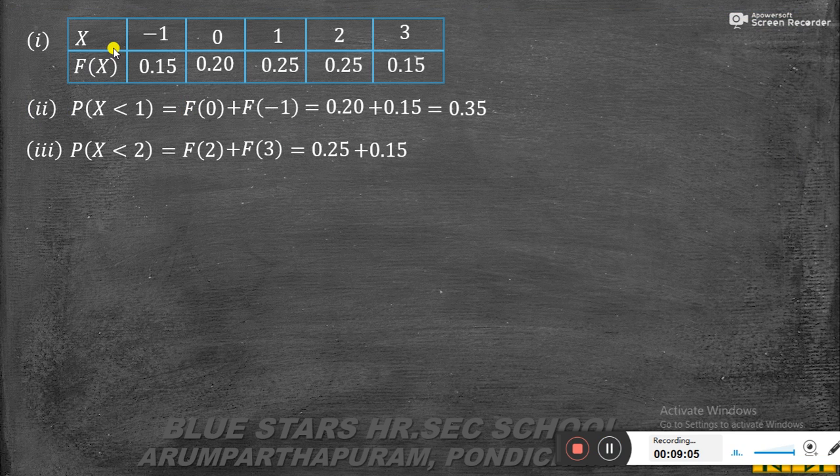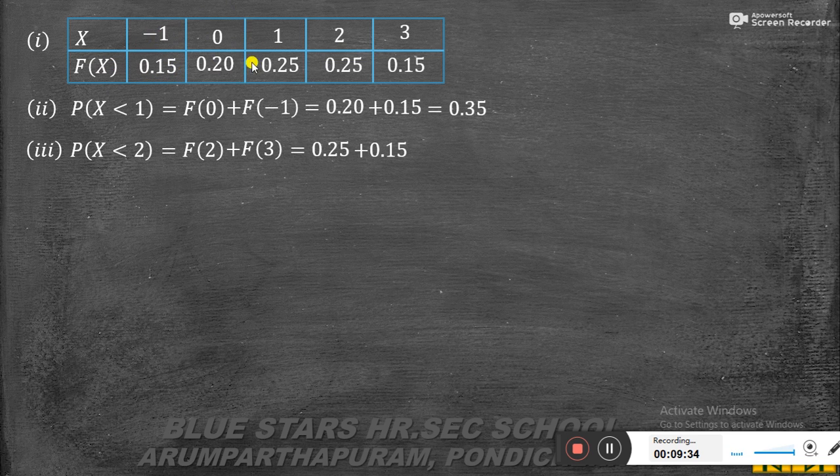Now the probability mass function I put in the table. So x equals minus 1, 0, 1, 2, 3. F of x means substitute. I substitute x equals minus 1. In the previous step we found all the values, so now I put all the values in the table. F of x at x equals minus 1 means f of minus 1, whose value is 0.15. I got this answer.